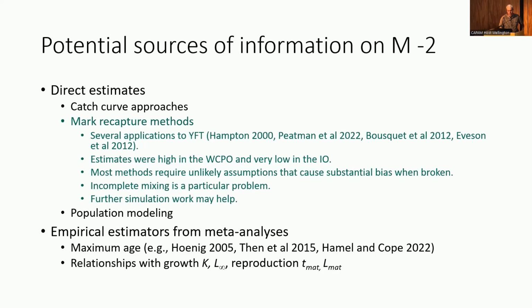There's potential for further simulation work to improve this, but at the moment, given the current state of the way tuna are tagged and the way the recovery works, for example, not getting many tags back from longline fisheries, so you get very low reporting rates from the longline fisheries, it's very difficult to estimate natural mortality using these methods.